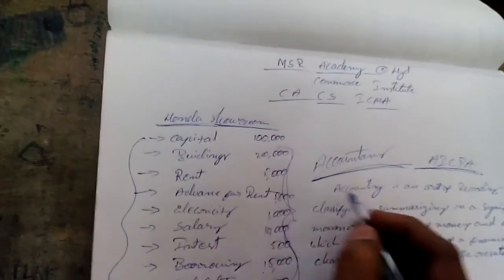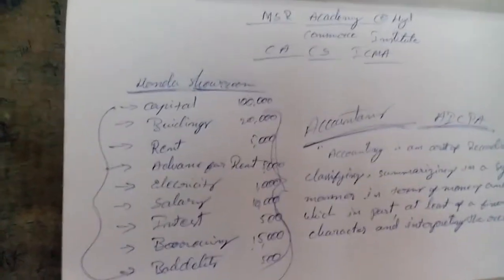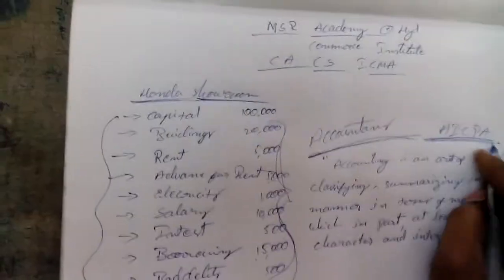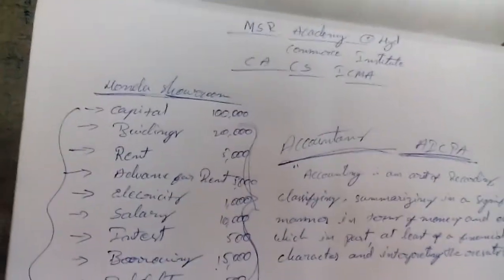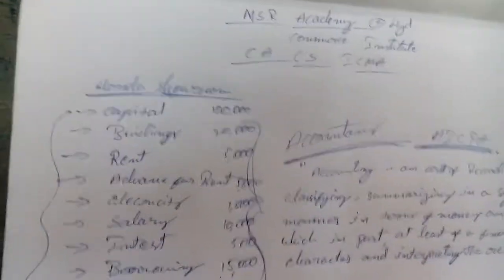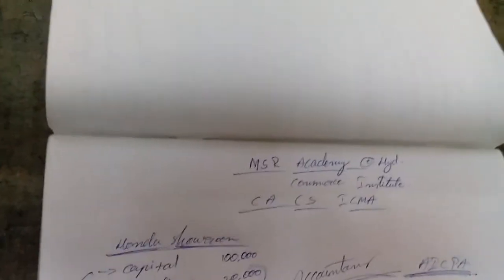Okay, this is the main accountancy definition, given by AICPA. If we analyze this definition briefly, that is the whole of accountancy. If we understand this definition, it is enough to understand accountancy. So for understanding the definition: accounting is an art of recording.